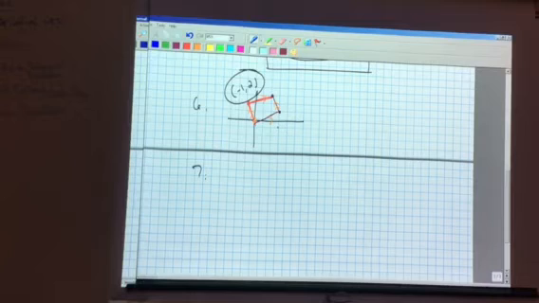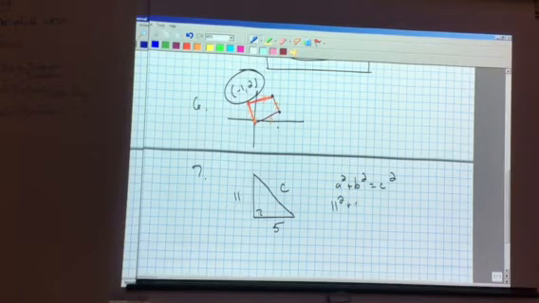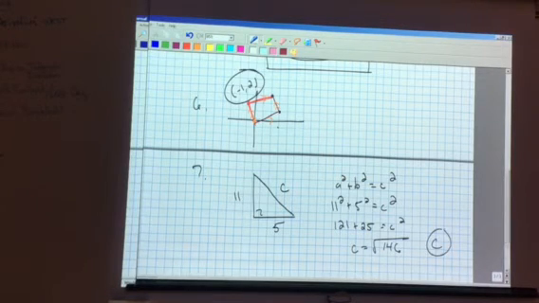7. How long is a string reaching from the top of an 11-foot pole to a point 5 feet from the base of the pole? So here's your 11-foot pole. Here's your 5 feet from the base. You have this string coming down. You want to find out what that is. That's just Pythagorean theorem. So 121 plus 25. So C equals the square root of, and you add those together, 146. So the answer is C.